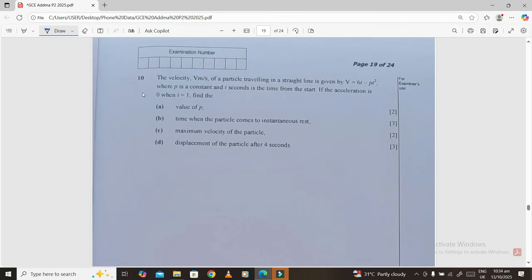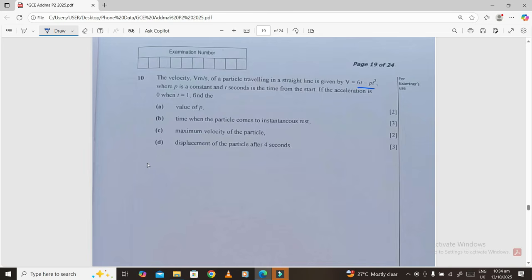Okay, so for question 10, they are saying the velocity v meters per second of a particle traveling in a straight line is given by v is equal to 6t minus pt squared, where p is a constant and t seconds is the time from the start. If the acceleration is 0 when time is 1, find the value of p. So acceleration is 0, okay?